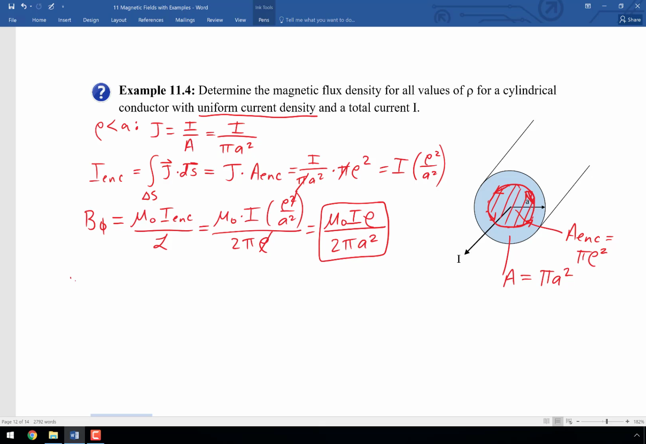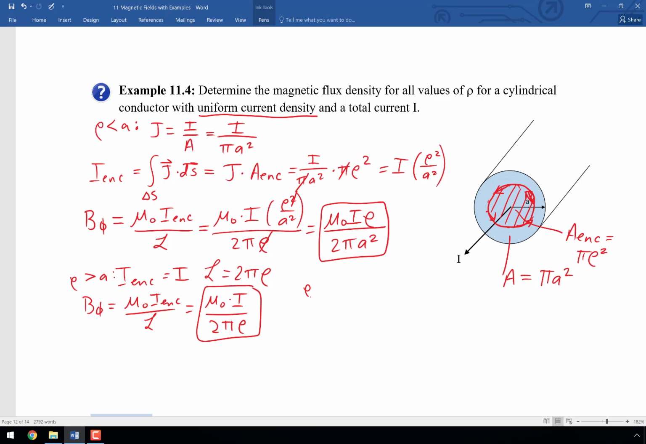And if we're outside, this one's much easier. I did the hard part first. If we're outside of the conductor, then I enclosed is just all of the I. We get all of the current, and the length of the path is still 2 pi rho. And so B sub phi in that case, mu sub 0 I enclosed divided by L, is equal to mu sub 0 times I divided by 2 pi rho, and that is it.